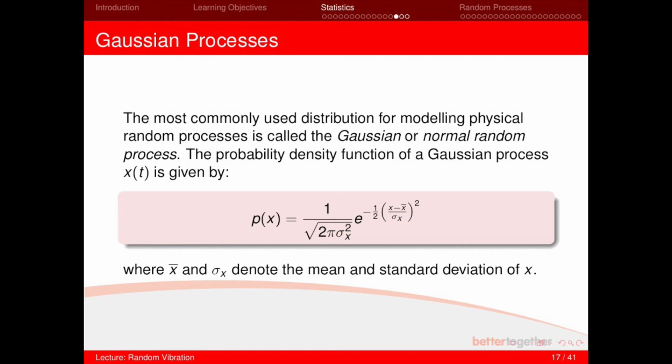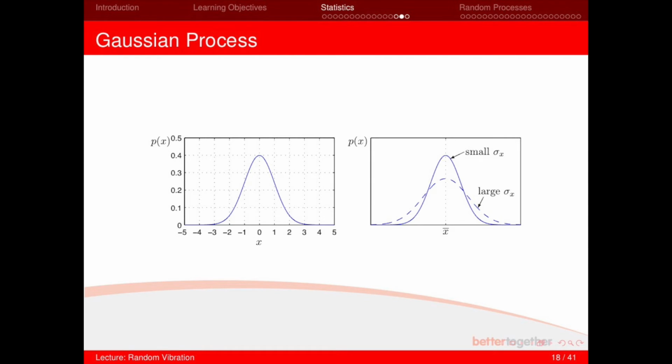Now, a Gaussian process or a normal process is something that occurs very commonly in nature and in engineering. It's called a Gaussian or a normal process, and the process is given by this distribution. This looks quite complicated, but you'll probably recognise that distribution. That's the equation. Sorry, that's the plot of this equation.